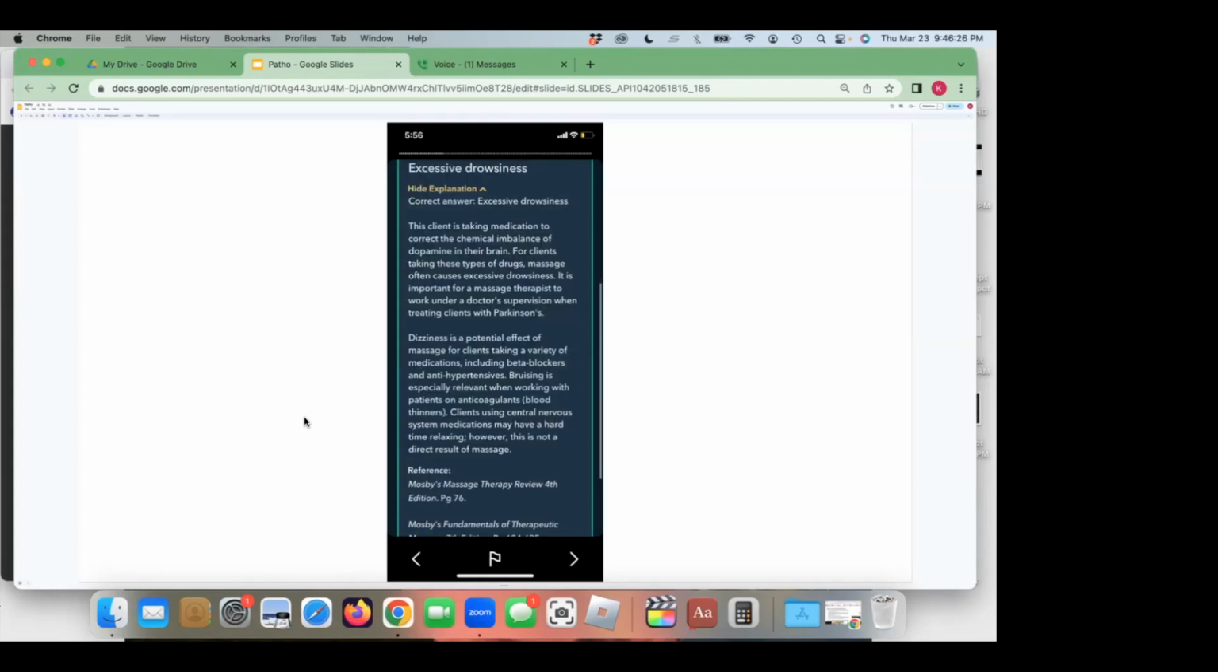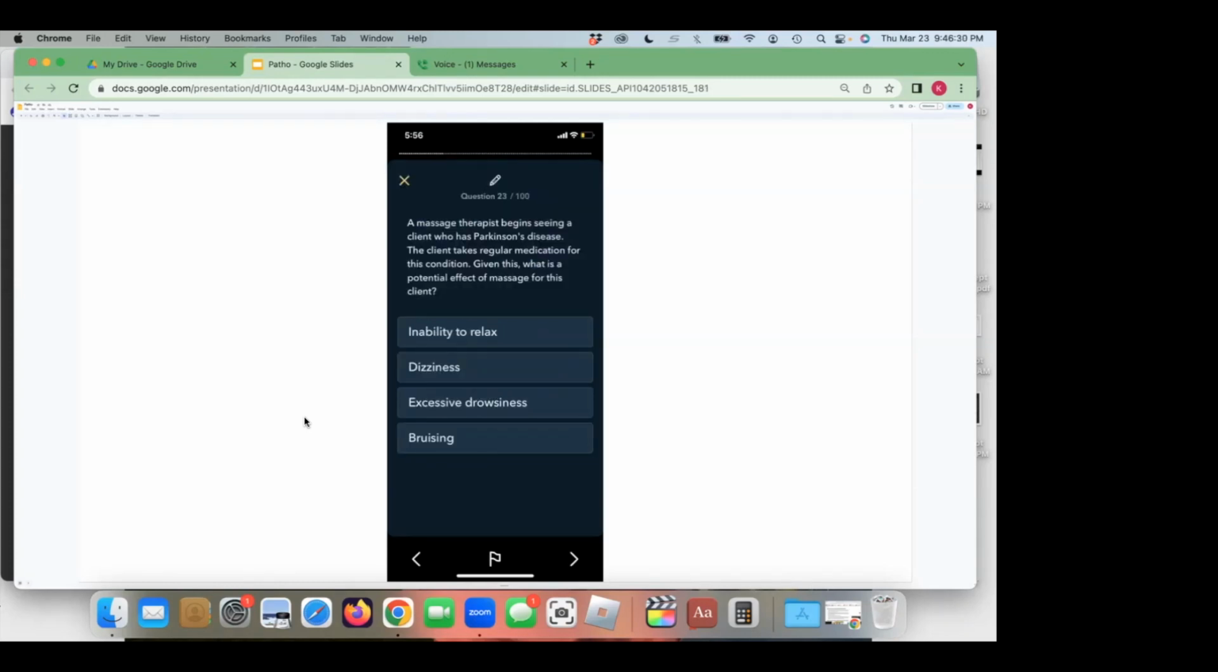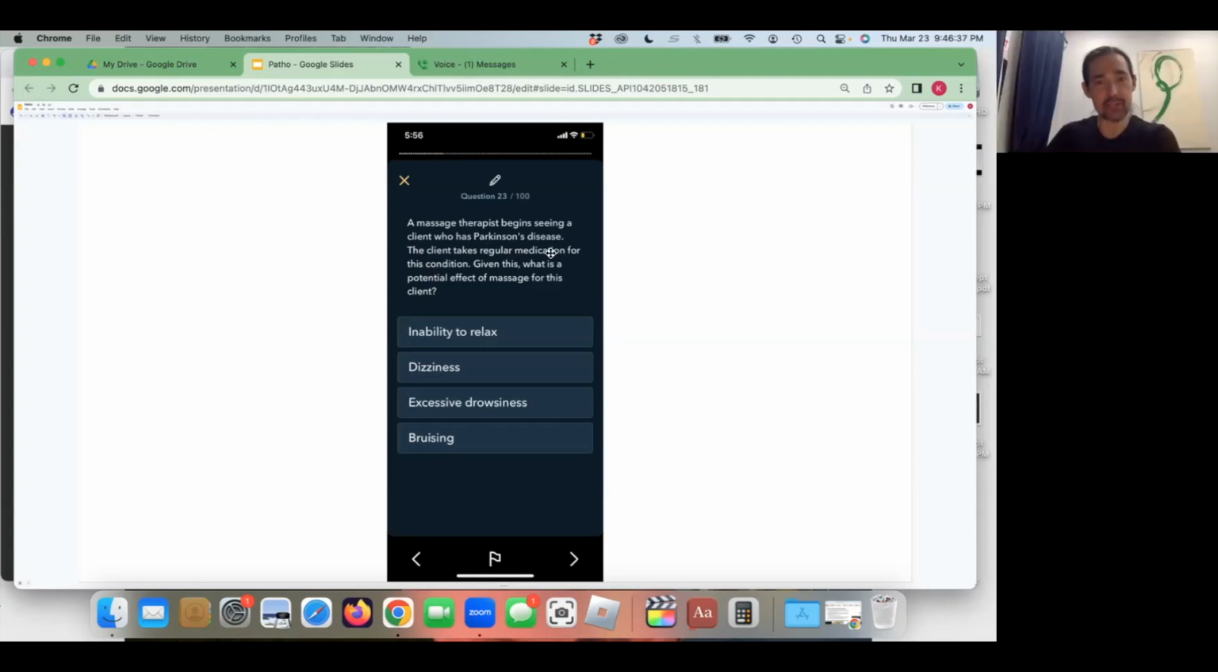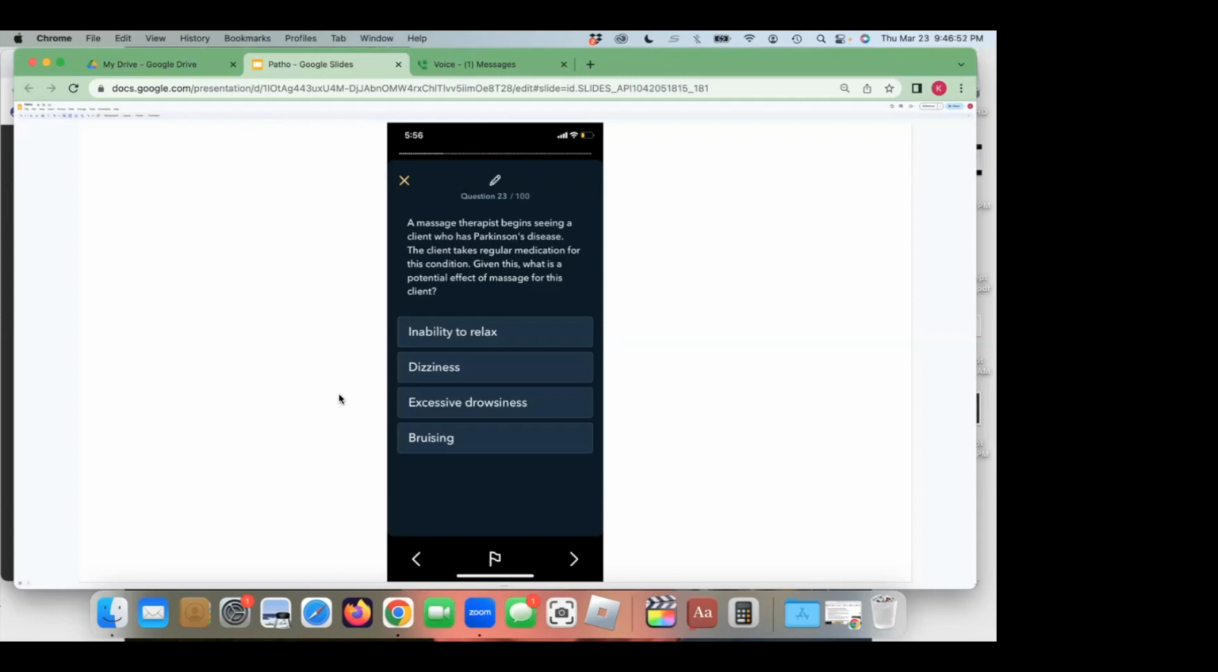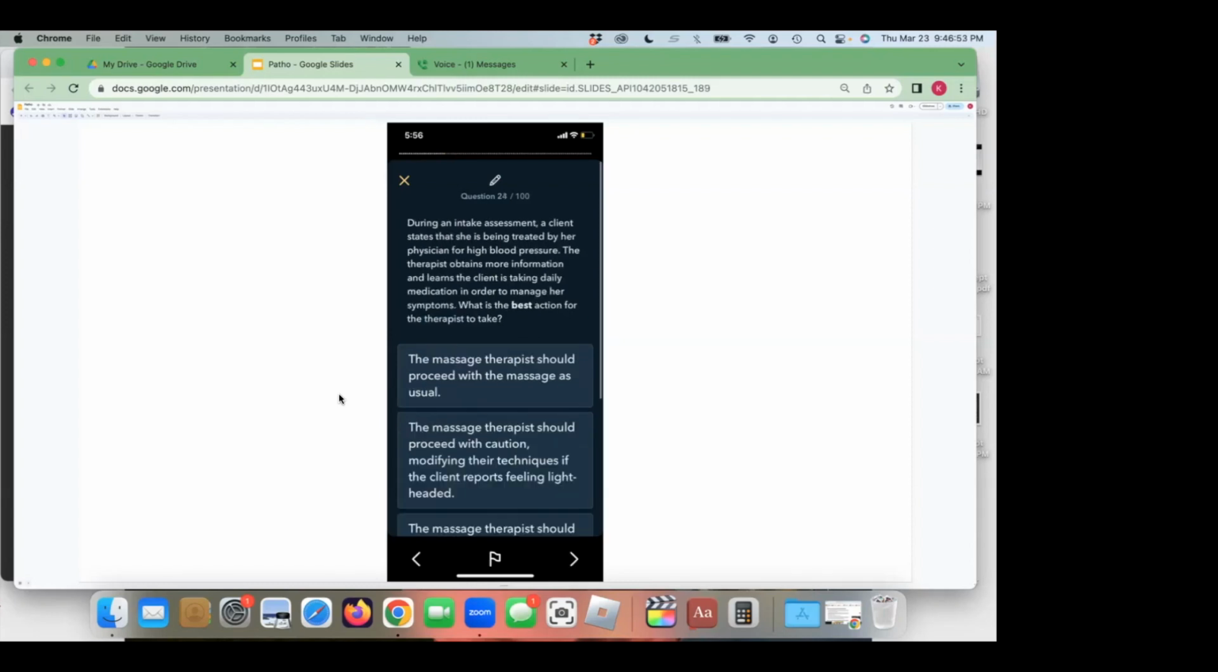Okay, question. Yes. It didn't say they took their medicine yet, so would it still be excessive drowsiness? So are we just supposed to assume that they took their medicine every single time they come in? Yes, because it says the client takes regular medication for this condition. So if the question says they have a disease, that's a chronic condition. If they have a disease and they take medication, assume they're taking it regularly. Okay. Not a bad question.